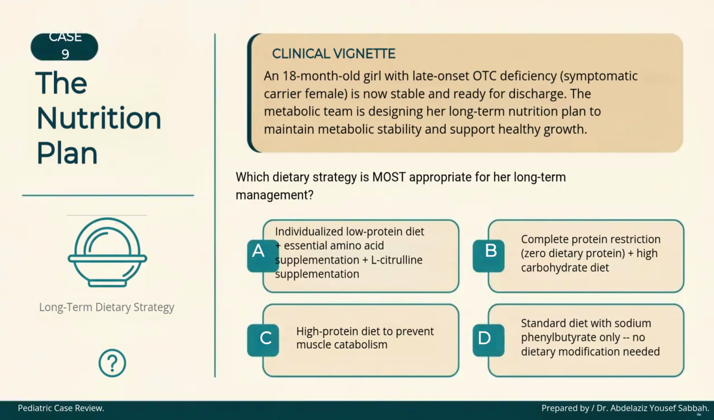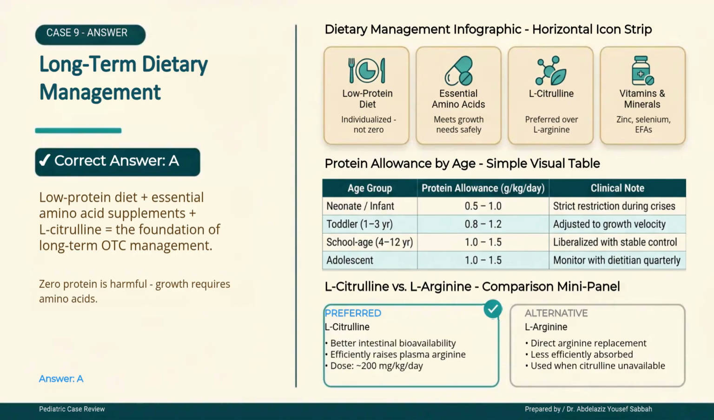Case 9. An 18-month-old girl with late-onset OTC deficiency, a symptomatic carrier female, is now stable and ready for discharge. The metabolic team is designing her long-term nutrition plan to keep her stable and still support healthy growth. Which dietary strategy is most appropriate? The answer is A, an individualized low-protein diet plus essential amino acid supplementation plus L-citrulline.